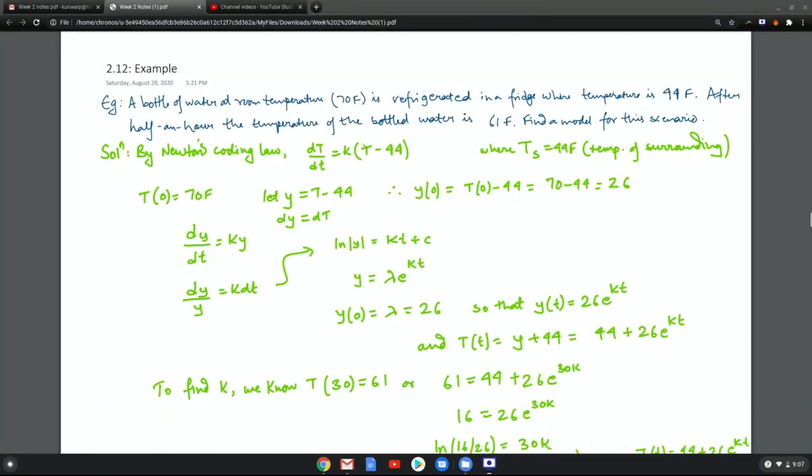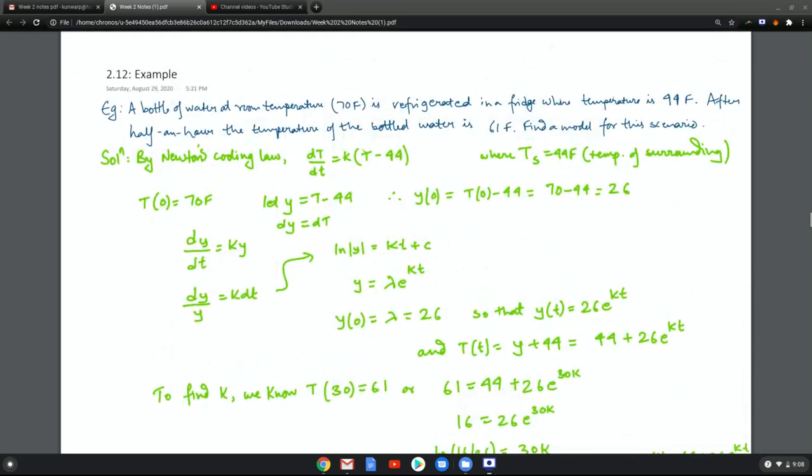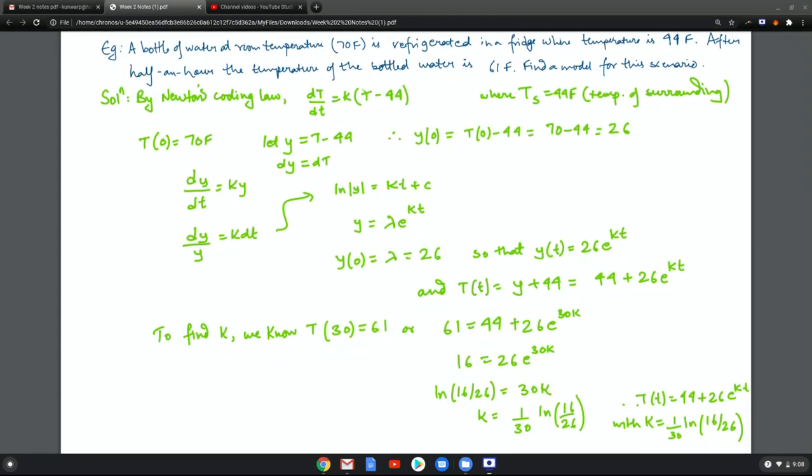Example. Let's say there's a bottle of water at room temperature, 70 Fahrenheit, refrigerated in a fridge where the temperature is 44 Fahrenheit. After half an hour, the temperature of the bottled water is found to be 61 Fahrenheit. Find a model for this scenario. We can use Newton's law of cooling, which says that dT/dt is k times (T minus 44), where 44 is the temperature of the surrounding, which is the fridge. Because remember, the water is being put in the fridge, so that's a new surrounding with a temperature of 44. Now T0 we know is 70 Fahrenheit, the temperature of the bottled water right at the beginning.